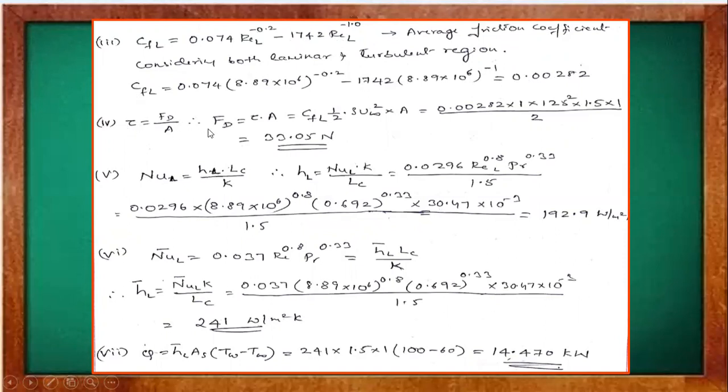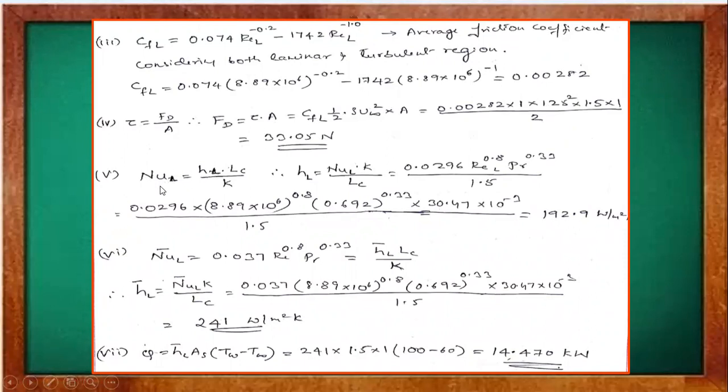Tau is equal to F_D by A, and F_D is the drag force, which is equal to tau into A. Substitute tau as C_fL into half rho U infinity squared, same as in the laminar region, and multiply by the area. So substitute C_fL, half, density, the velocity 125, and multiply by the area of the plate, 1.5 meter length and 1 meter width. So we obtain the drag force.